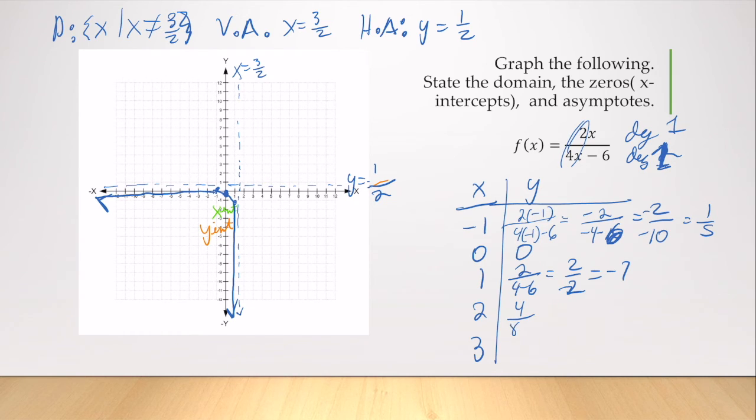Now let's find when x is 2. That gives me 4 over 8 minus 6, which is 4 over 2, which is 2. So when x is 2, y is 2. Plot that point. Next, when x is 3, that gives me 6 over 12 minus 6, which is 6 over 6, which is 1. Plot that point as well and graph the end behavior.